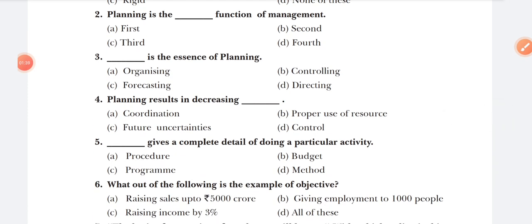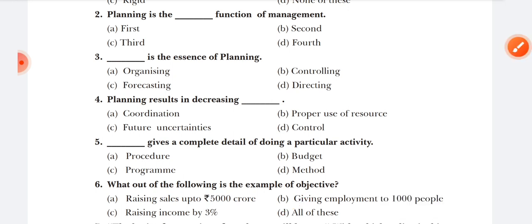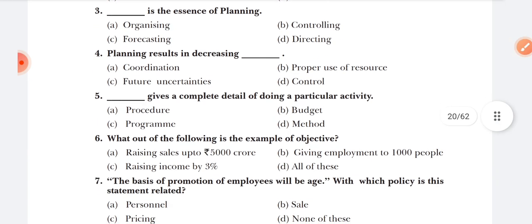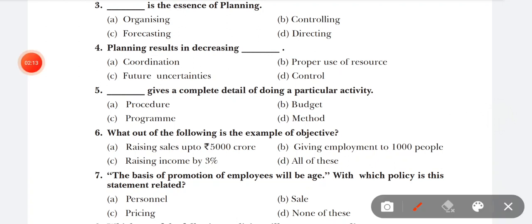Now question 6. What out of the following is the example of objectives? And the correct option of this question is option D, all of these. And now question 7. The basis of promotion of employee will be age. With which policy is this statement related? And the correct option of this question is option A, personal.